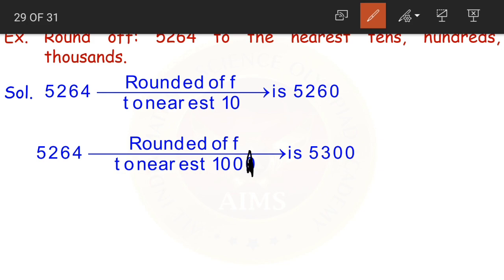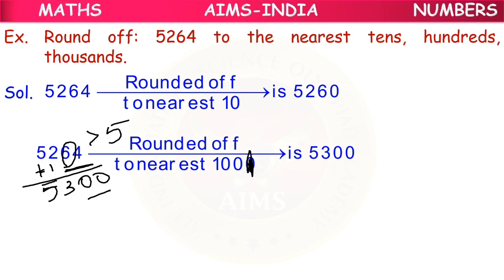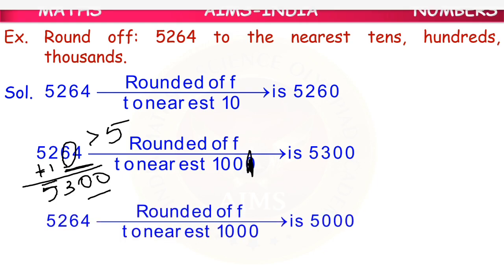Now 5,264 rounded off to the nearest hundreds. Spelling mistake here, nearest 100. We look at 6 which is in tens place, it is greater than 5, so we add 1 to the digit in hundreds place. 52 plus 1 becomes 53 and replace these two digits by zeros. So 5,264 rounded off to the nearest 100 becomes 5,300.